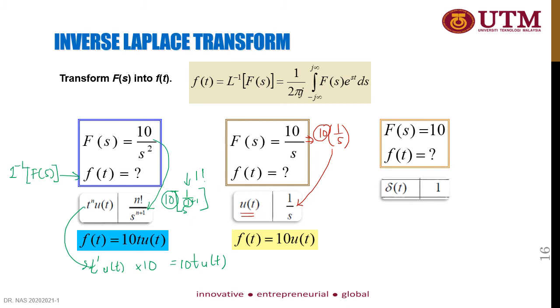So next example, F(s) equal to 10. Refer to the table. When you have delta(t), the s domain is 1. So in this case, you have 10, which is equal to 10 times 1. So this is equal to delta(t) in t domain, multiplied with 10. So the final answer is 10 delta(t).